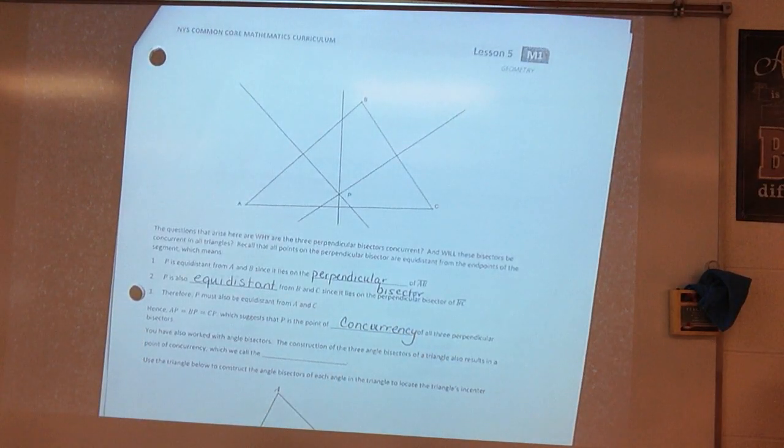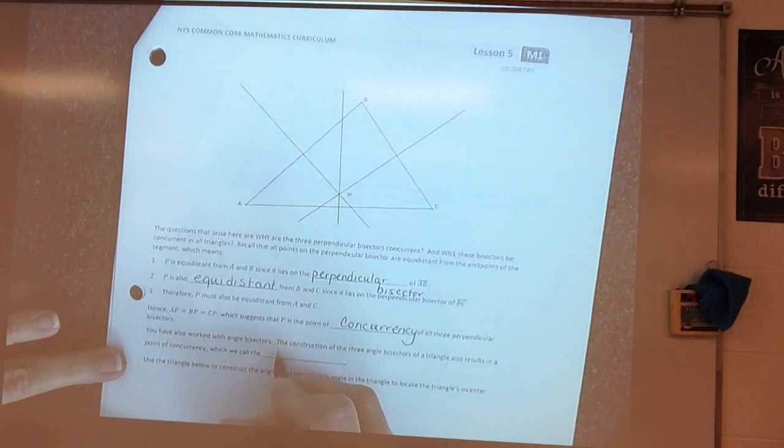Of all three perpendicular bisectors. You have also worked with angle bisectors. The construction of the three angle bisectors of the triangle also results in a point of concurrency, which we call the blank. Alright, so this might be a new term for you, but this is what we call the incenter.